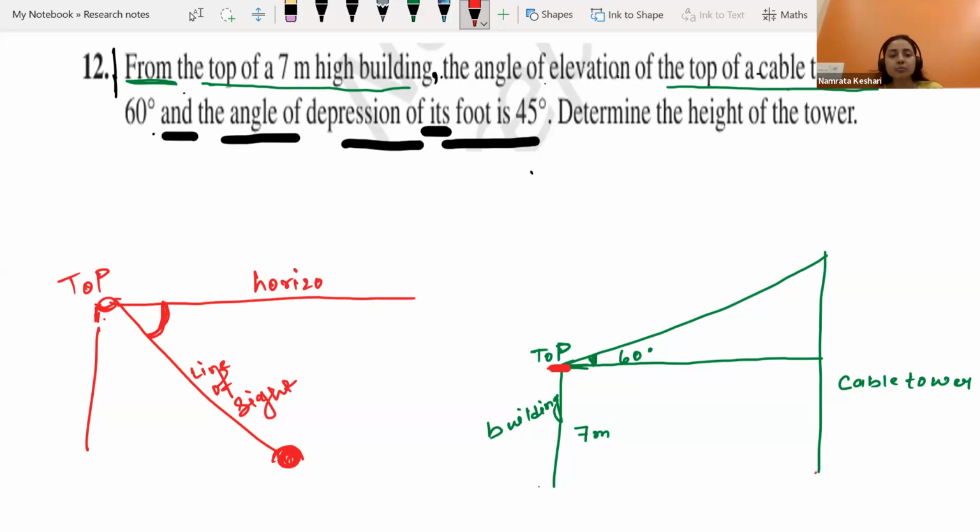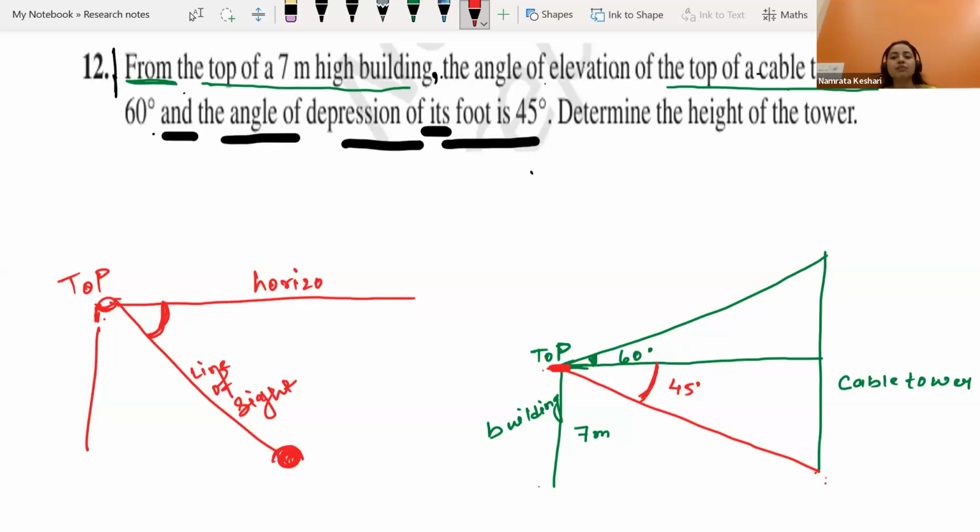So from the same top to the foot of the cable tower, this is now the line of sight. The red line which I have drawn in our actual figure is the line of sight, from the top to the foot of the cable tower. This angle of depression is 45 degrees. The angle of depression we always get with the horizontal line. From the same top C we have to draw the horizontal line, and it is already drawn. We don't have to draw it again; for the previous scenario, the angle of elevation, we have drawn it. This angle is given as 45 degrees.